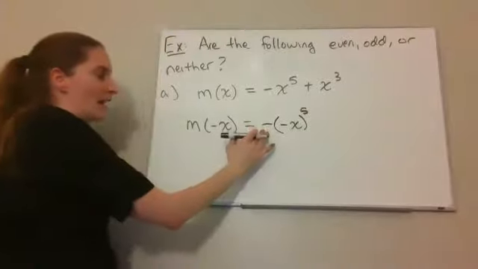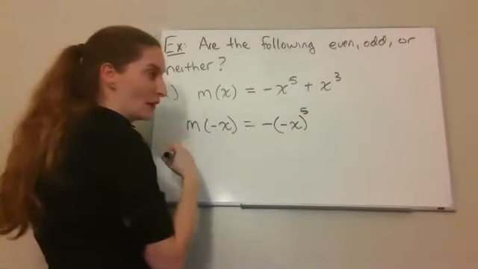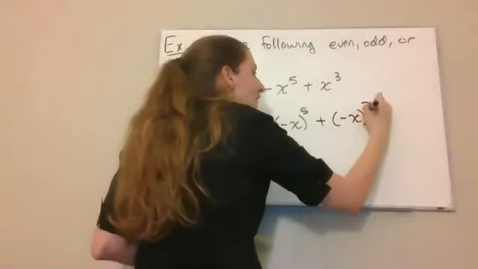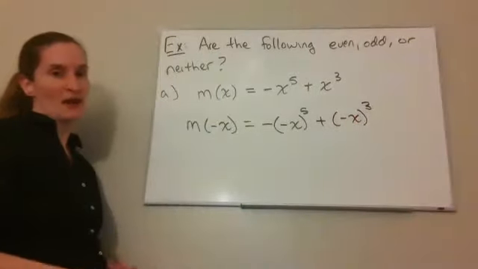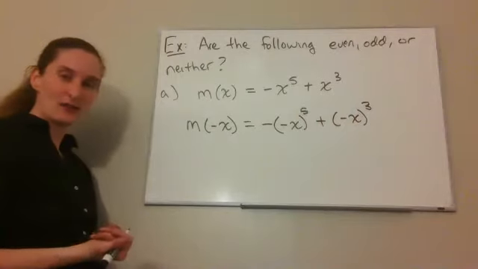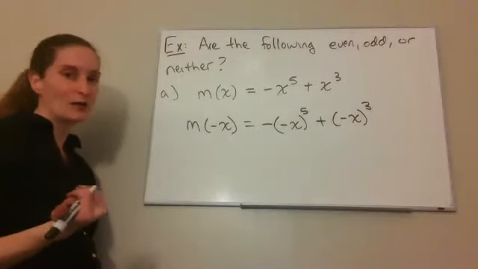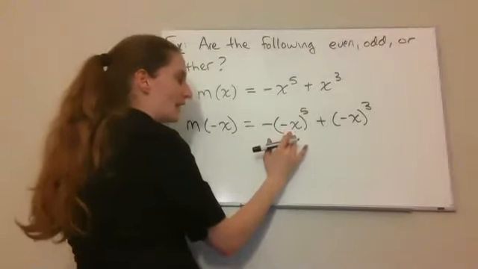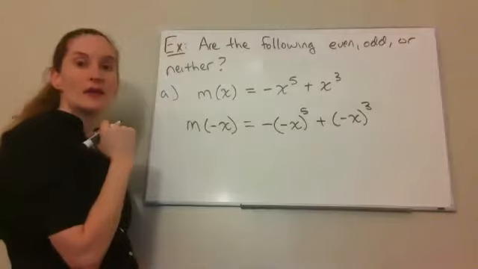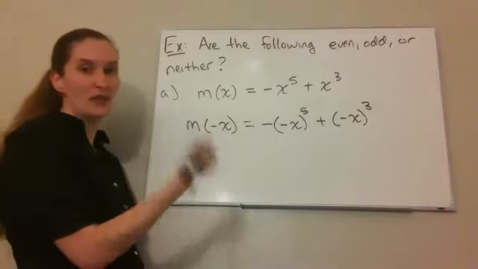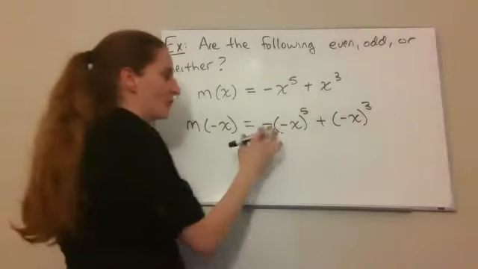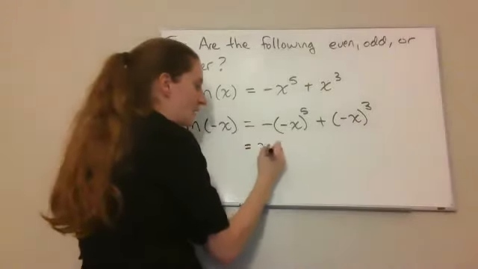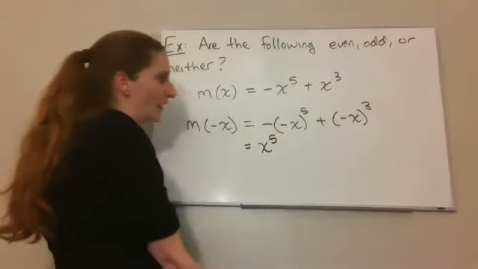And be careful with all of these negative signs. So I have a negative x in parentheses to the fifth power, plus a negative x in parentheses to the third power. And now we have to try to see if this is the same exact function, or if it's the opposite of our original function, or what exactly is going on. So negative x to the fifth power is going to stay negative. A negative to an odd power is negative. But then I have another negative on the outside, which will make it positive. So I get positive x to the fifth.